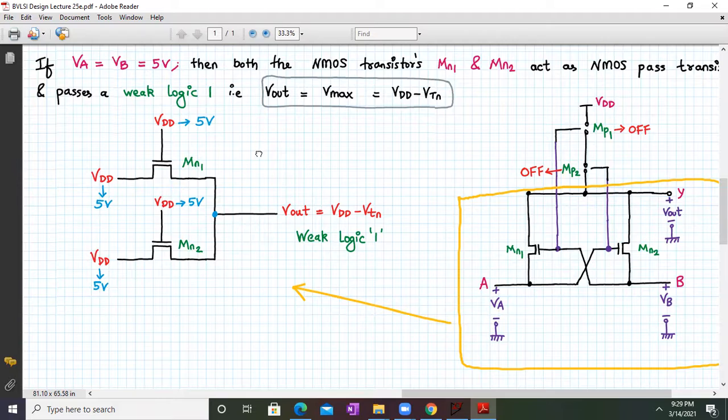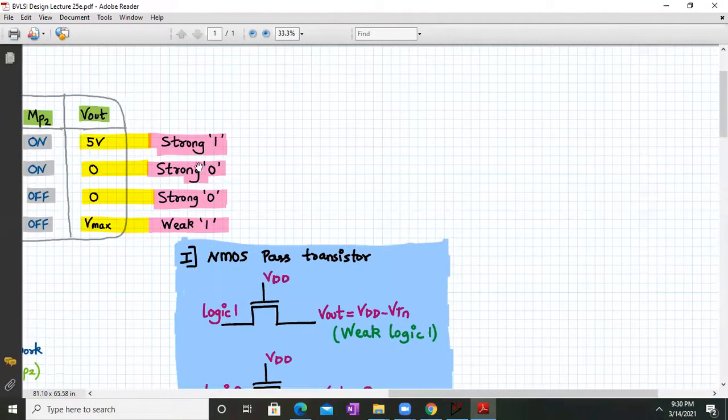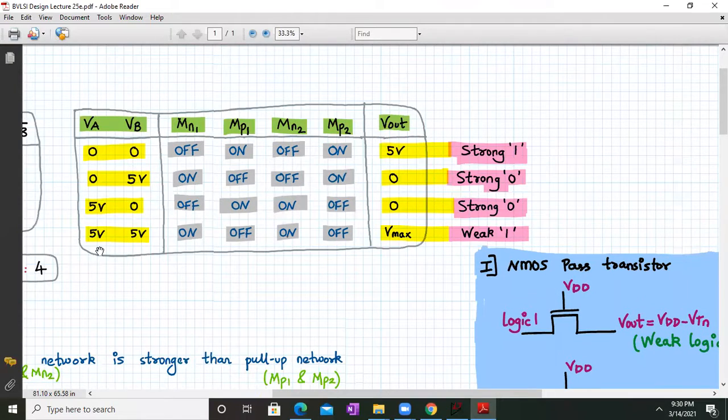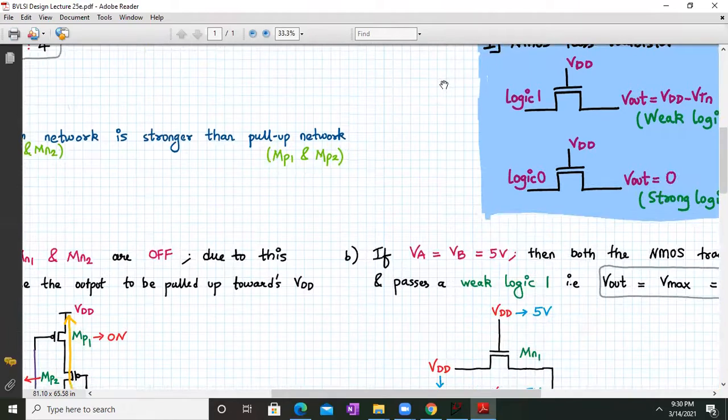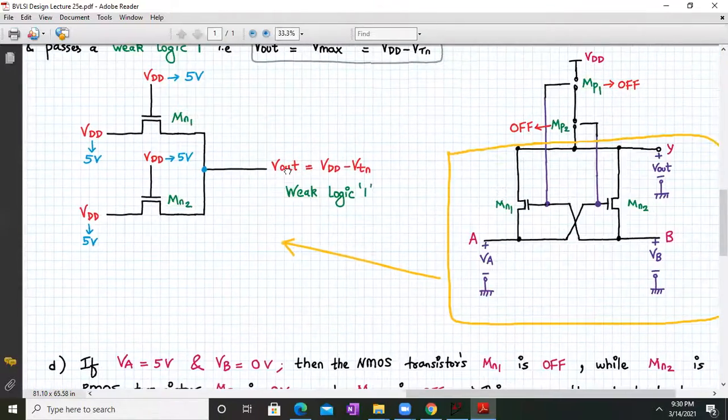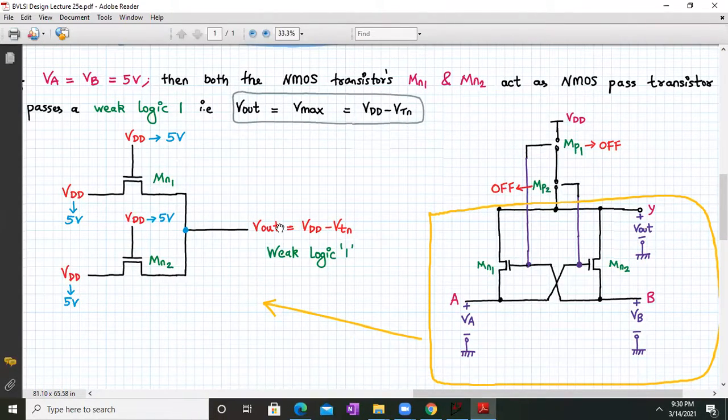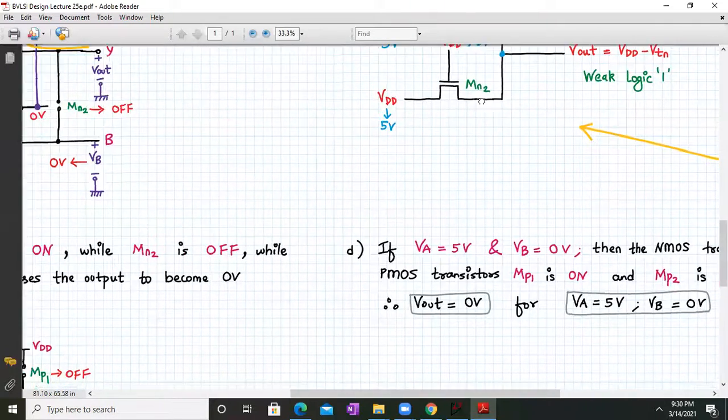So in this case, MN1 and MN2 are on. Let us check the truth table. For both input voltages VA and VB being 5 volts, and MN1 and MN2 being on, the output voltage will be Vmax, which is given by VDD minus VTN. Hence, we get a weak logic 1 in this case, and MN1 and MN2 act as NMOS pass transistors. Responding to the logic 1, it gives a weak logic 1 at the output in the case of an NMOS pass transistor. Now let us check the next case.